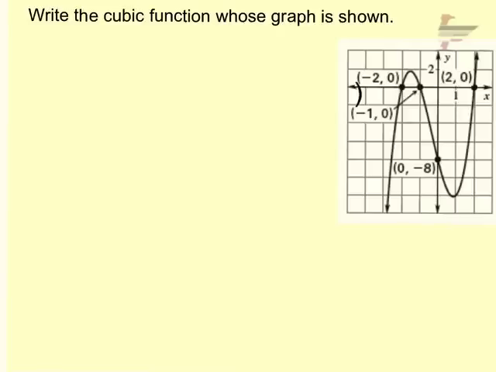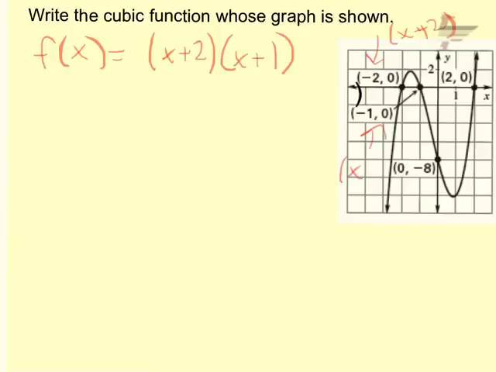Well, you know that if you have a solution at -2, its factor would be x plus 2. Actually, I'm going to erase this a little bit, just scooch it over and you'll see why. So again, that solution of -2 means I have a factor of x plus 2. The solution of -1 means that I have a factor of x plus 1. So x plus 2, x plus 1, that's this solution, right? And a 0 at +2 means you have a factor of x minus 2.